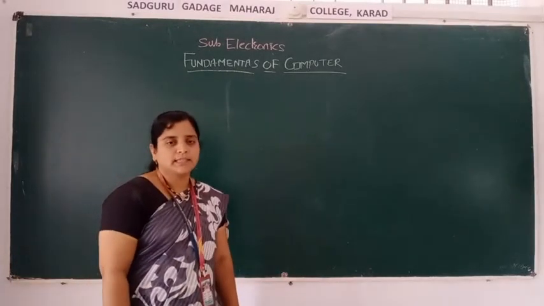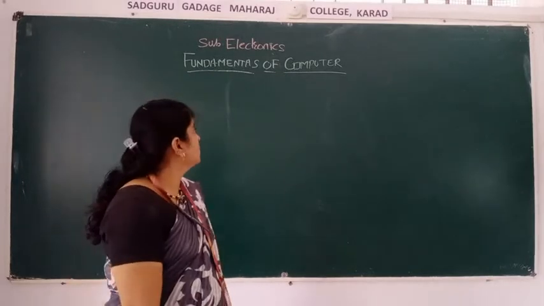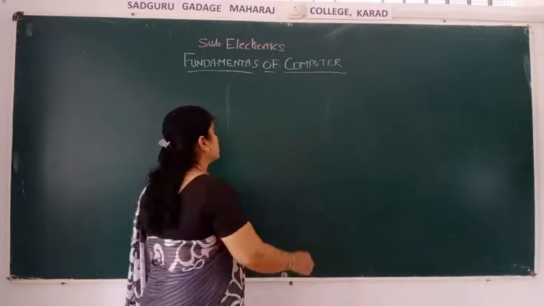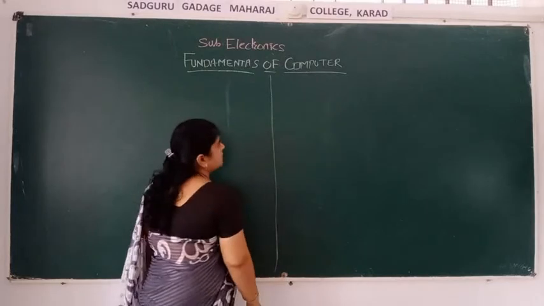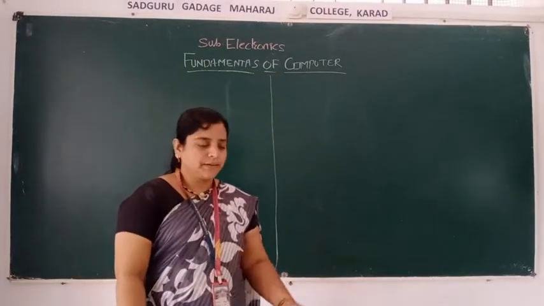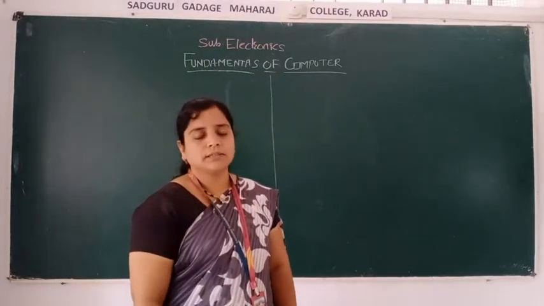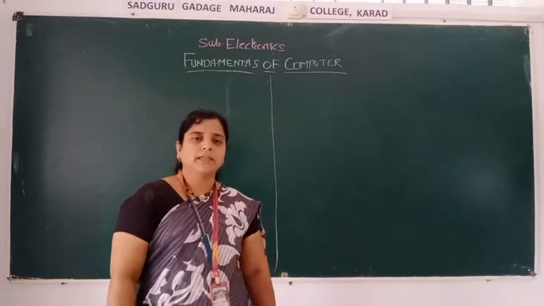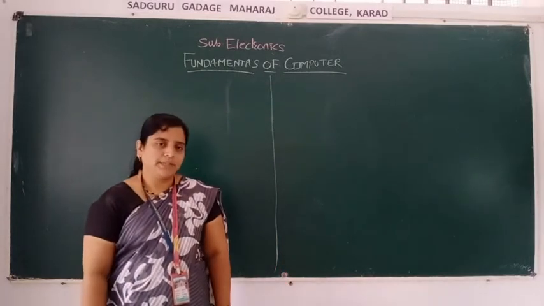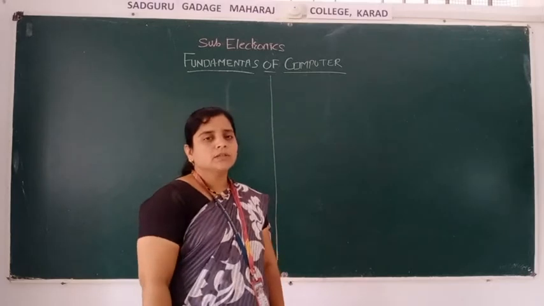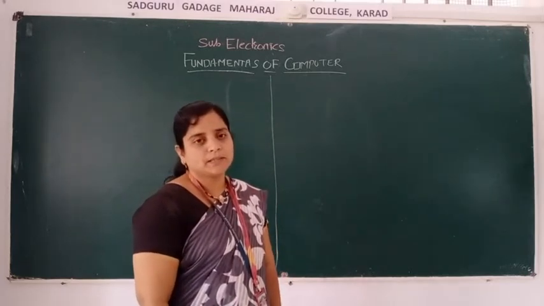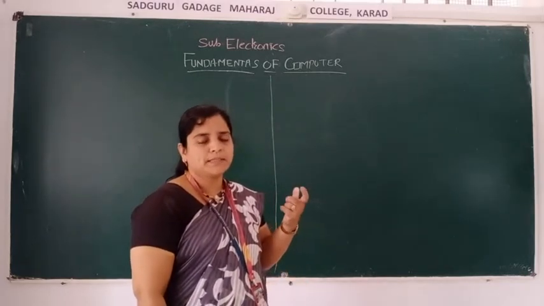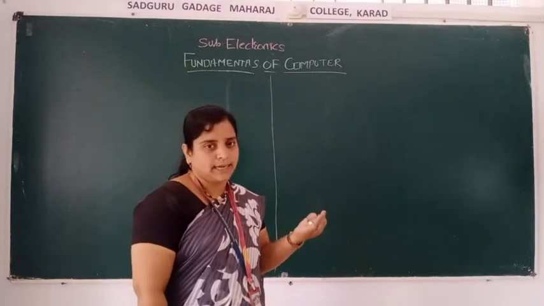We have started the chapter, Fundamentals of Computers. It is a very small chapter. We saw in the last lecture in computer fundamentals the memories. Memories are of many types. The basic two types are primary memory and secondary memory.